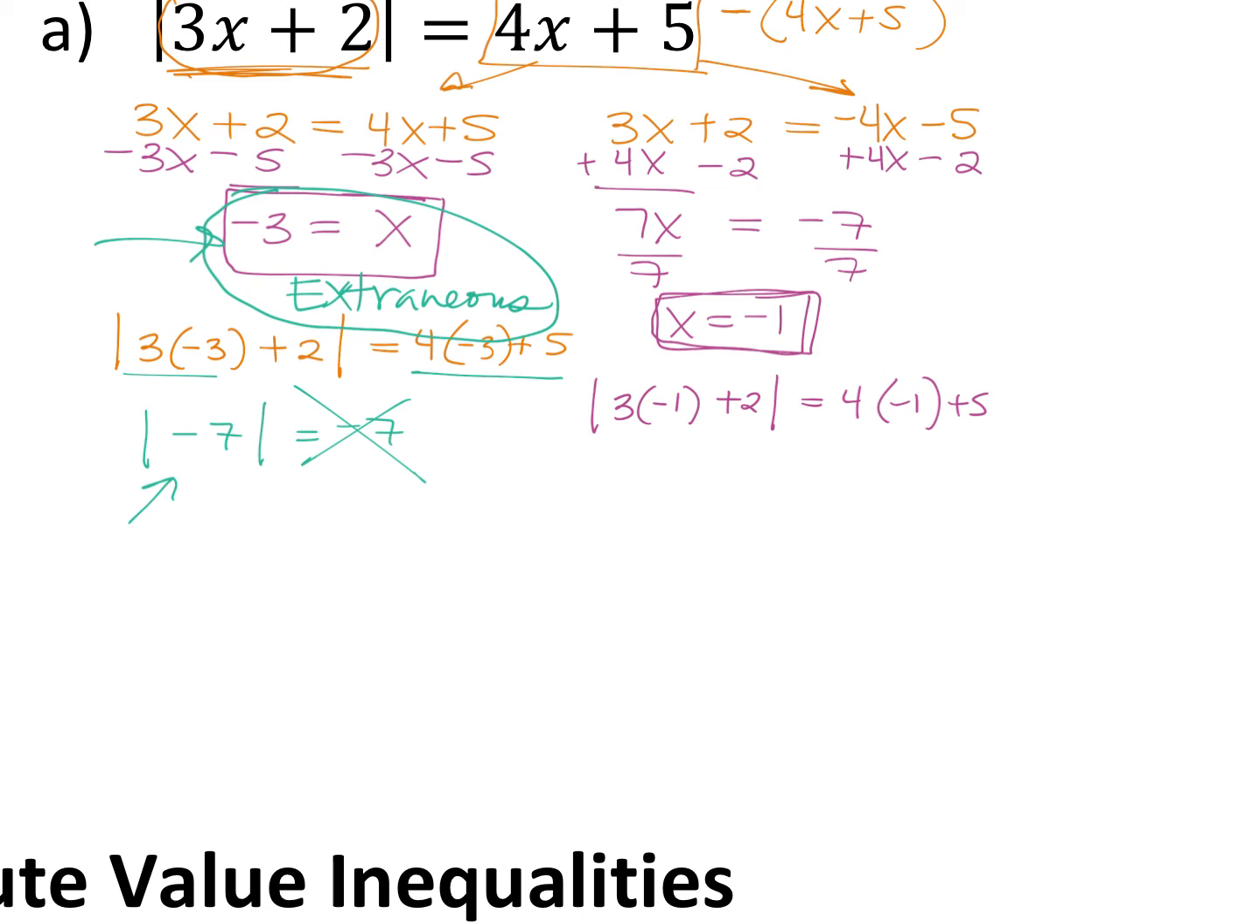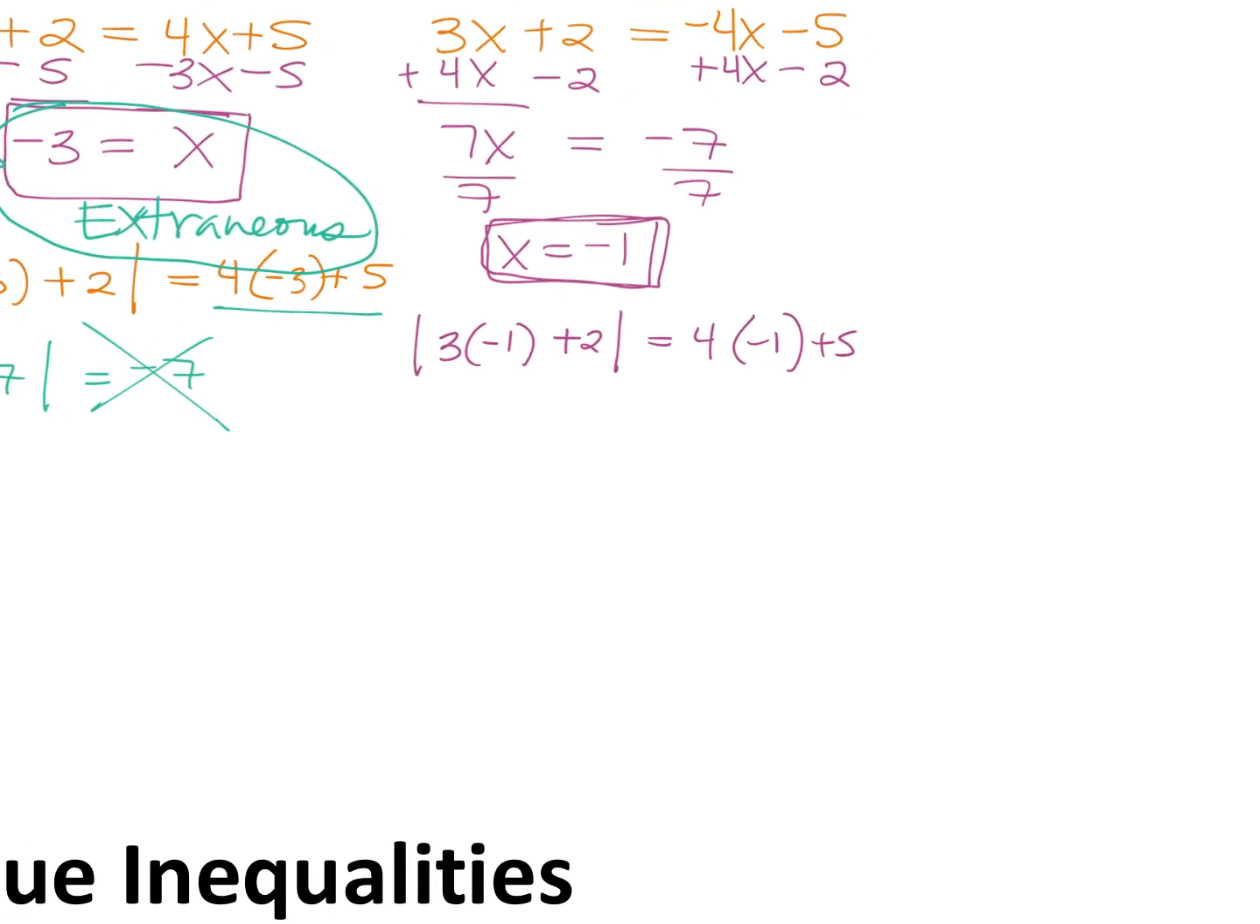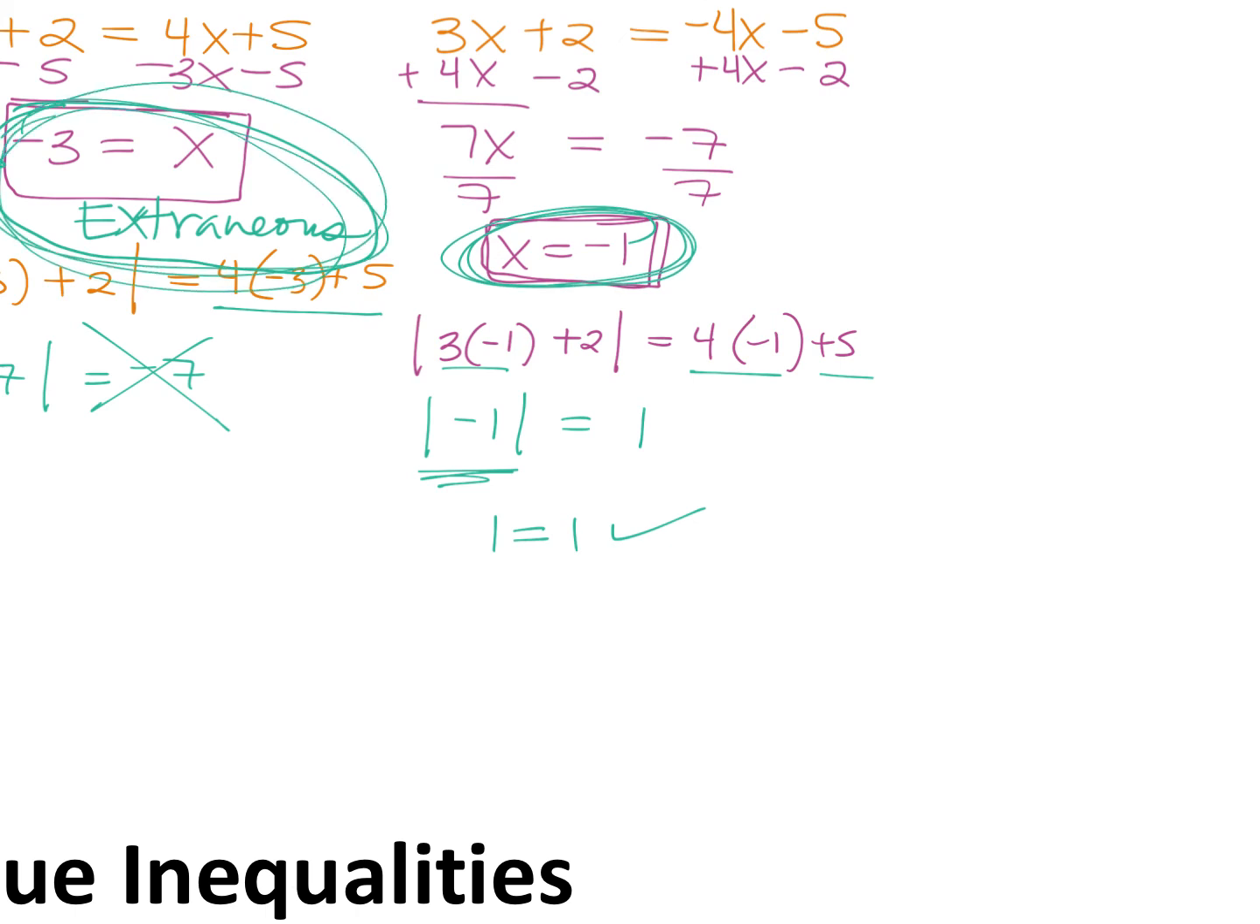Okay? Okay, now look at the next one. 3 times negative 1 is negative 3. Negative 3 plus 2 is a negative 1. So the absolute value of negative 1. Negative 4 plus 5 is 1. Does the absolute value of negative 1 equal 1? Yes, right? 1 equals 1. So that one checks out. So this is your true answer. This is your extraneous answer.